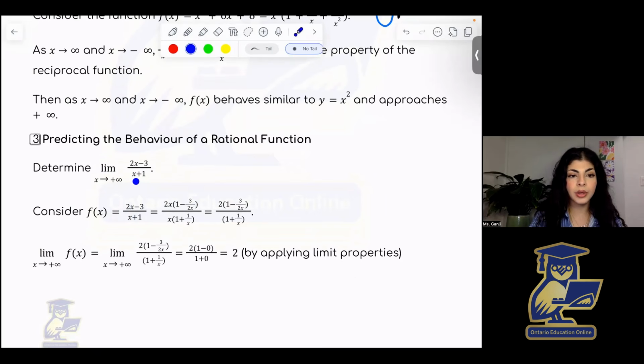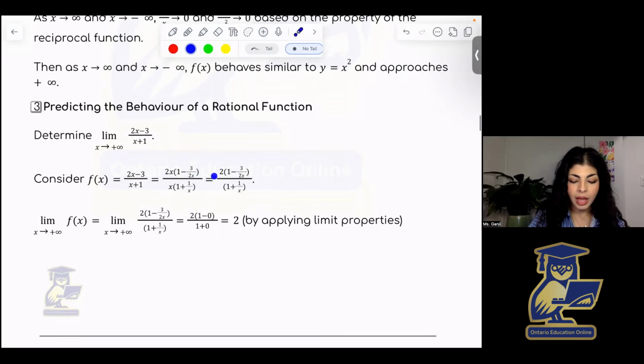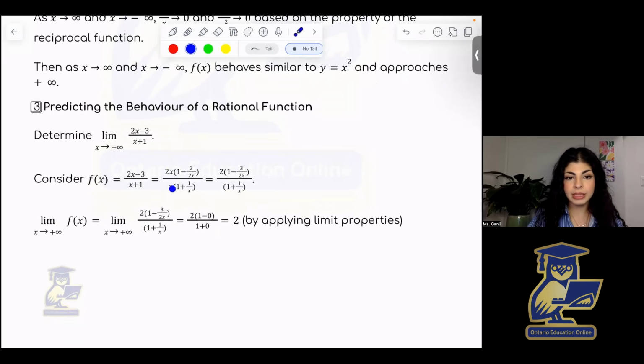The greatest degree of x is just 1, so it's x, and when we factor out, we're left with 1 plus 1 over x. So again, 1 over x and 3 over 2x are approaching 0 for large enough values of x, and so we have to look at these two factors. But x over x can be simplified. So then we just have the 2 there. And this is actually why it's important to factor out that 2, because you have the 1s there.